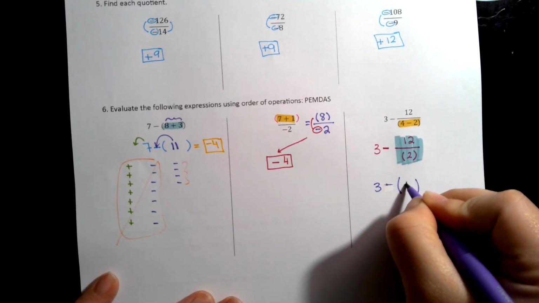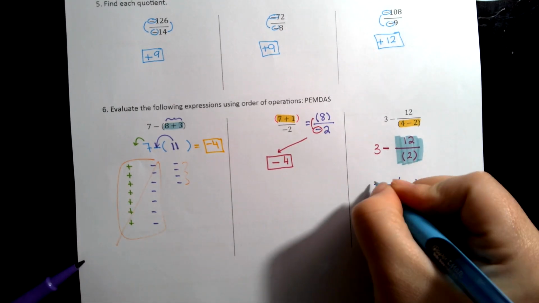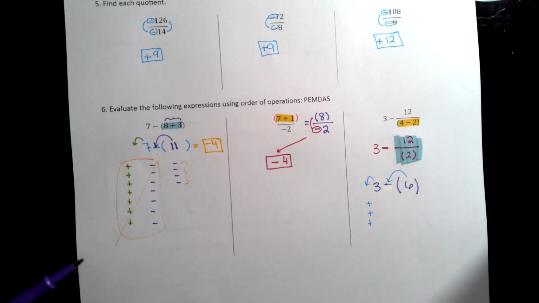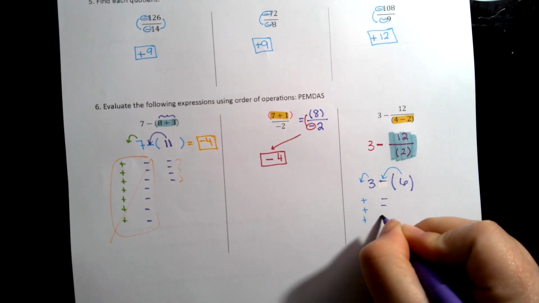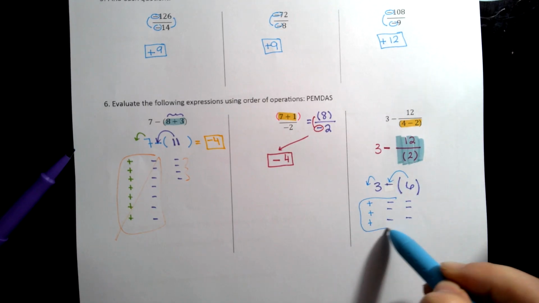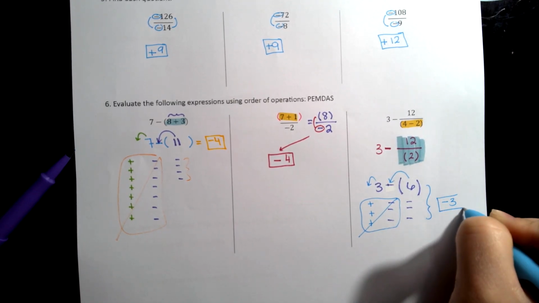We get positive 6. And again, we can do counters if you want. You can use your fingers. So we got 3 pluses, 1, 2, 3. And we got 6 minuses, 1, 2, 3, 4, 5, 6. 0 pairs. And we have a leftover of -3.